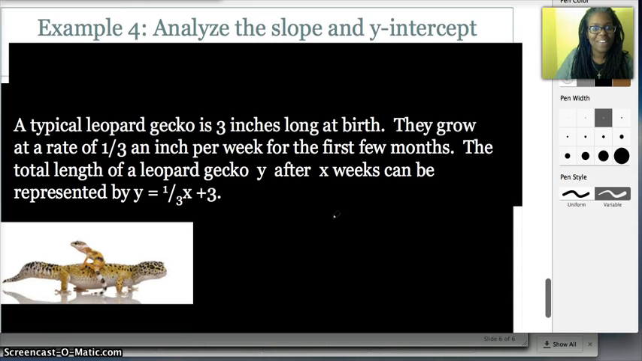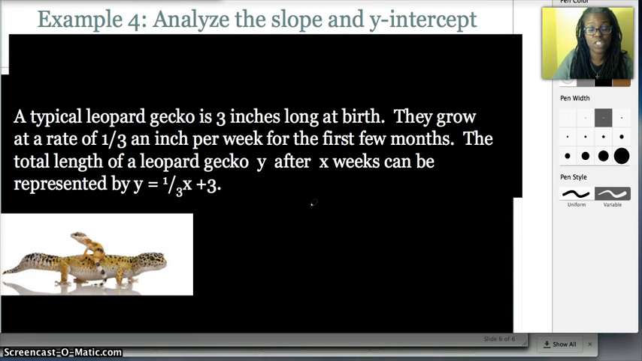Okay, so here we have an example about analyzing the slope and y-intercept. A typical leopard gecko is 3 inches long at birth, and you can see the little guy right here. He's really cute. They grow at a rate of one-third of an inch per week for the first few months. The total length of a leopard gecko, y, after x weeks, can be represented by this equation.